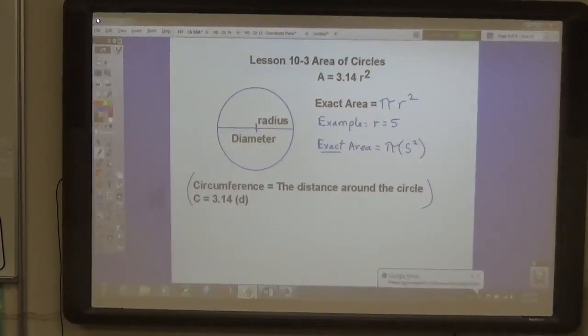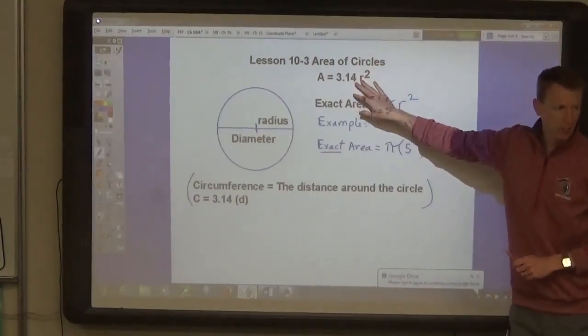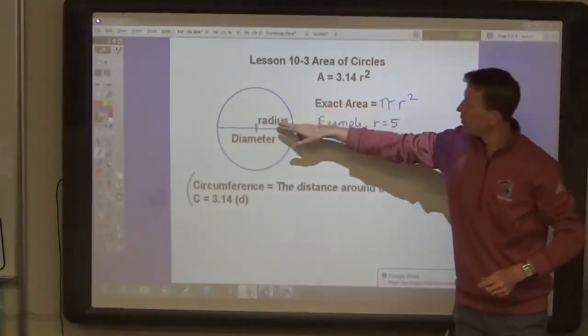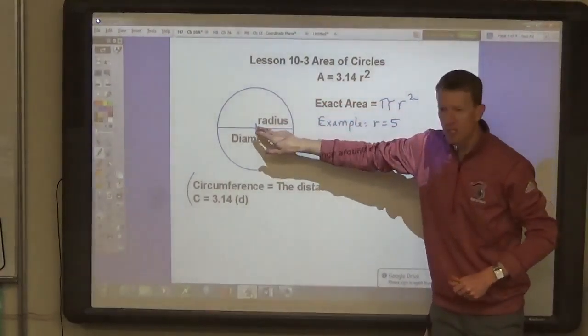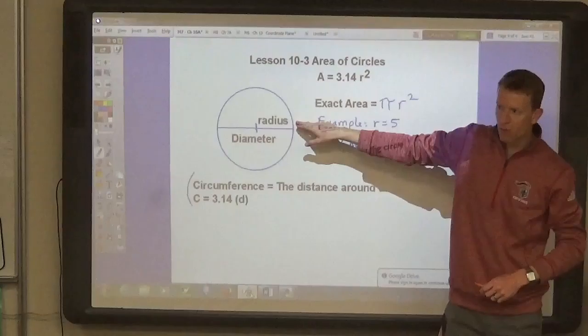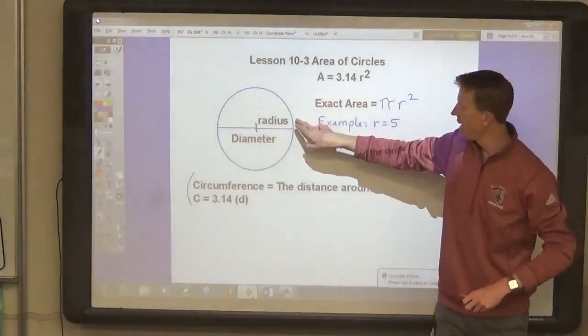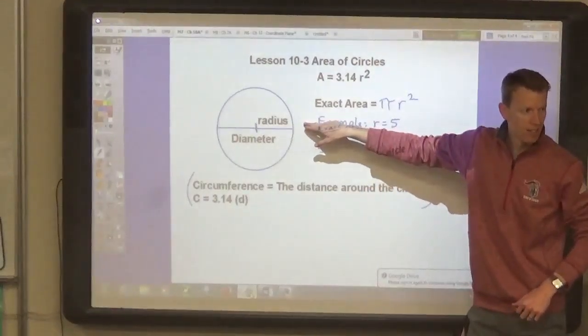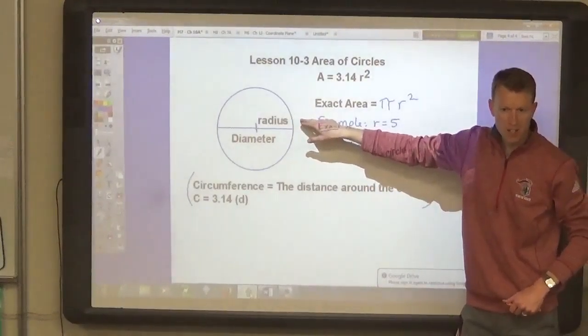Okay, 7th graders, lesson 10.3 is on the area of circles. We talked a little bit about this last year in 6th grade, on some properties of circles. For example, the distance from the center of the circle to the edge is the radius, and the diameter is the distance all the way across the circle through the center.